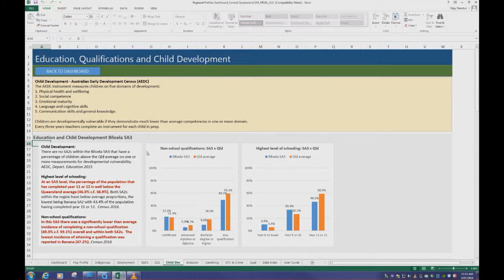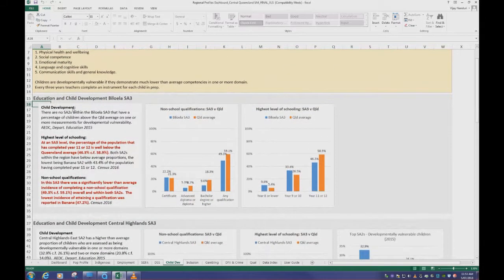Education and child development. This tab covers children that are developmentally vulnerable, and for the population as a whole, the level of schooling and the non-school qualification.